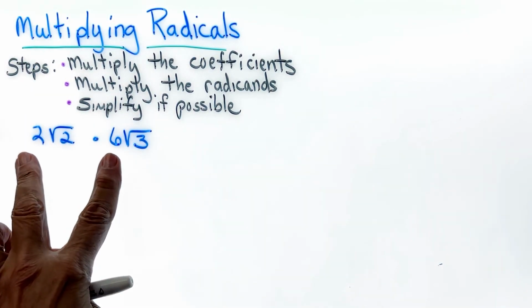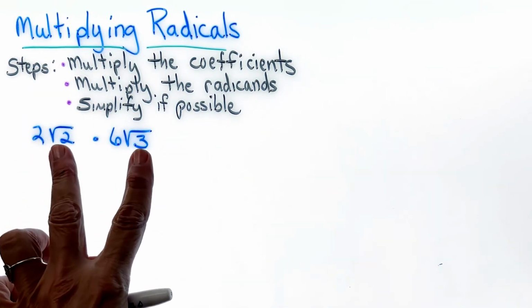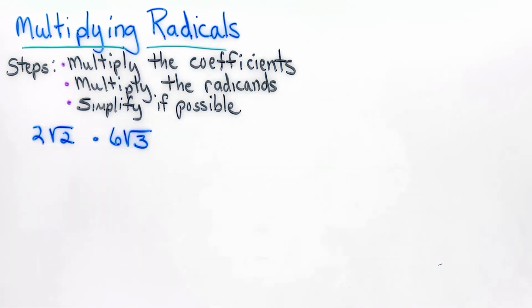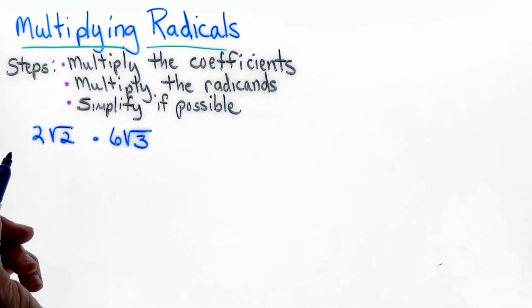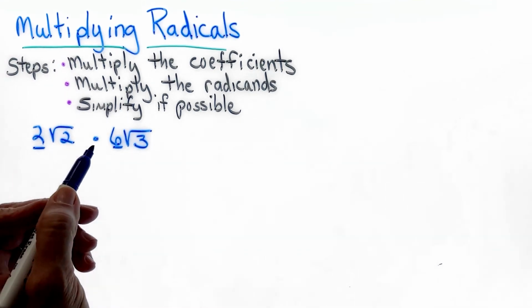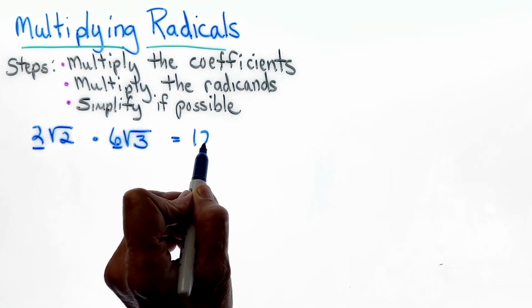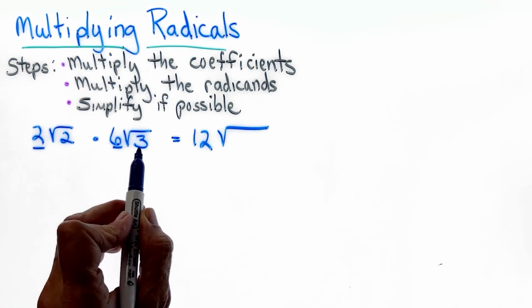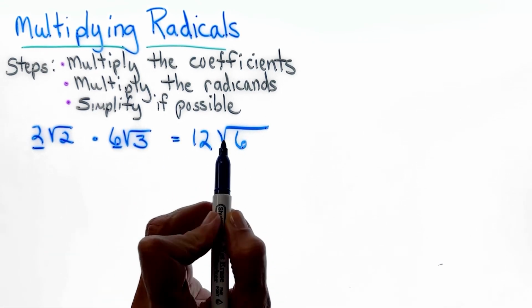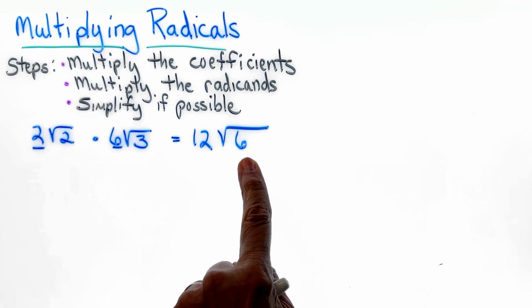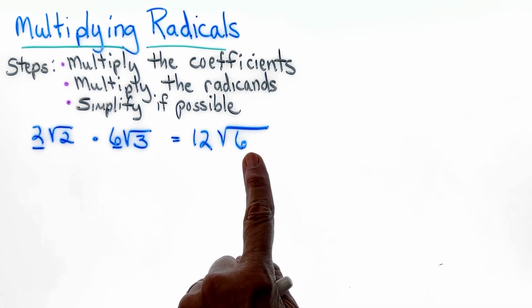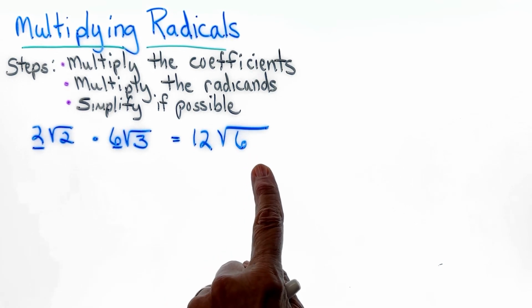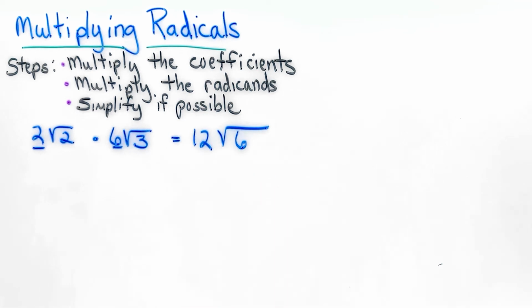Coefficients or radicands do not need to be the same, just like when you're multiplying fractions. So I am going to multiply my 2 times my 6, which is 12. And then I'm going to multiply inside. 2 times 3 is 6. I double check my answer to see if I can simplify the square root of 6, and I cannot. Therefore, the problem is done.